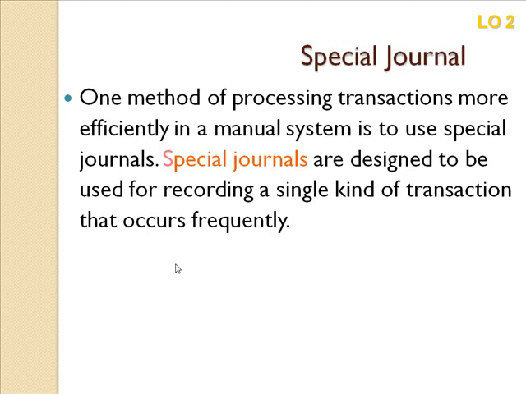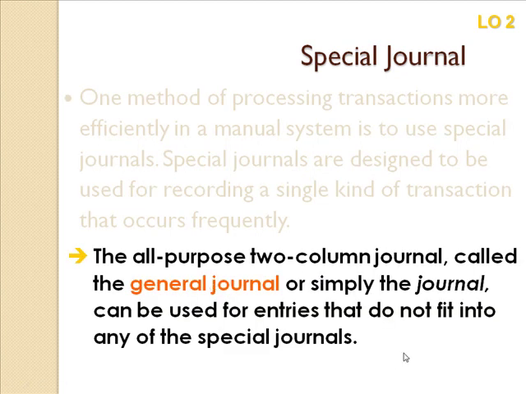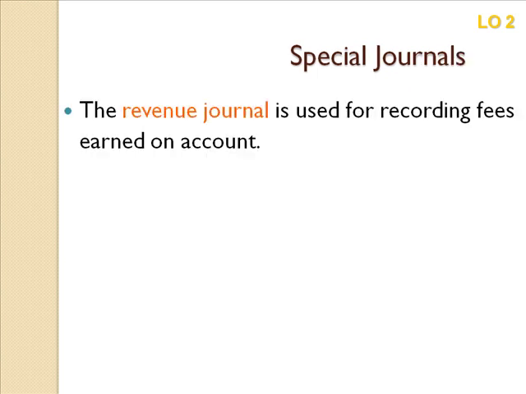We have special journals. One method of processing transactions more efficiently in a manual system is to use special journals. Special journals are designed to be used for recording a single kind of transaction that occurs frequently. The all-purpose two-column journal, called the general journal, is simply the journal and can be used for entries that do not fit into any special journals.